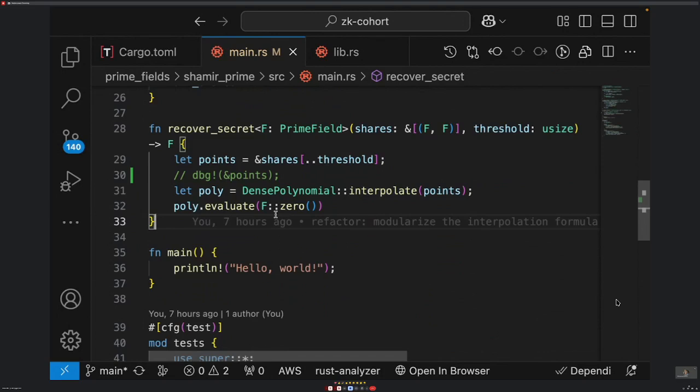Apart from that, that's all actually. Are you printing out your secret? No, I'm evaluating. I say evaluate at 0, and it returns the secret. So interpolate is going to create a polynomial, and evaluate at 0 is going to return the secret.